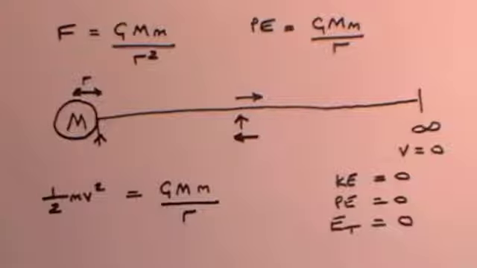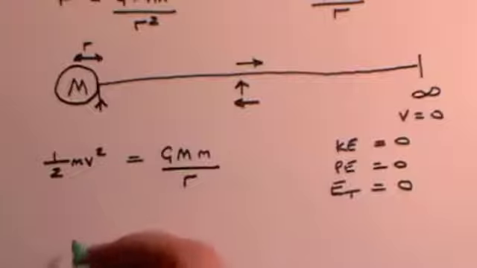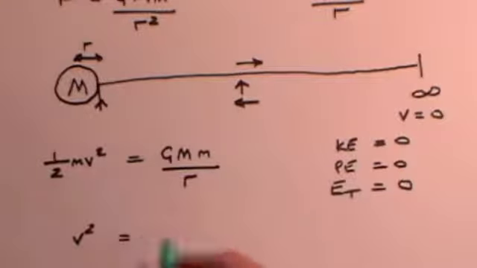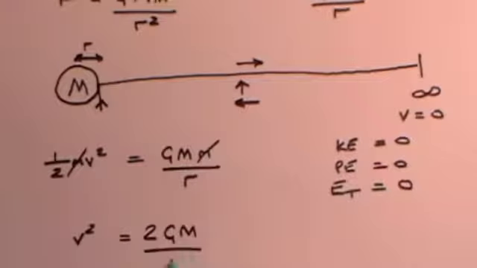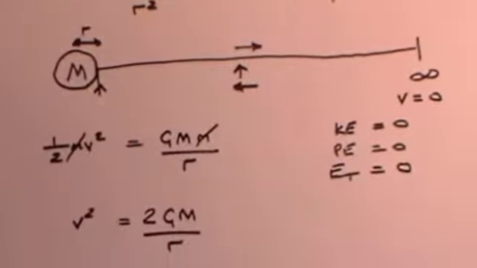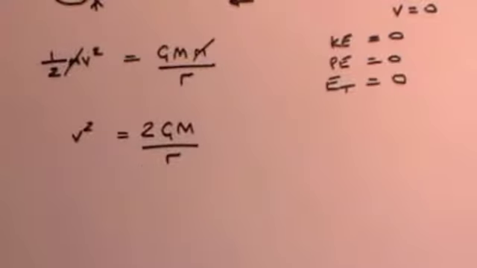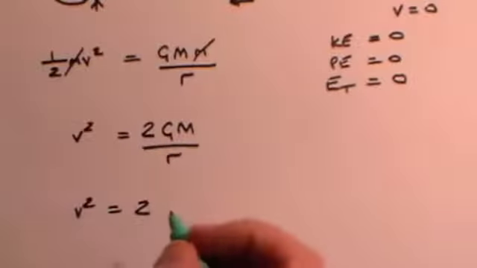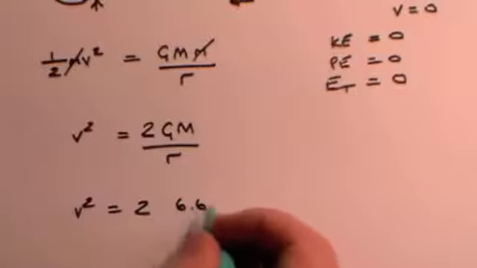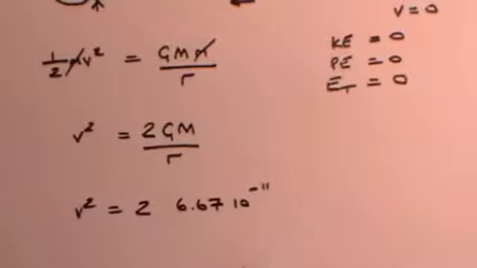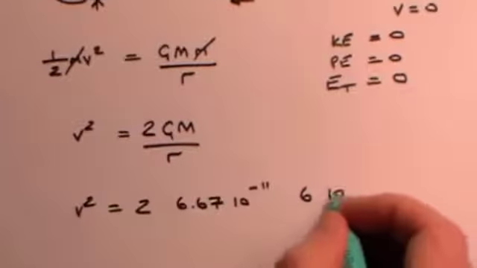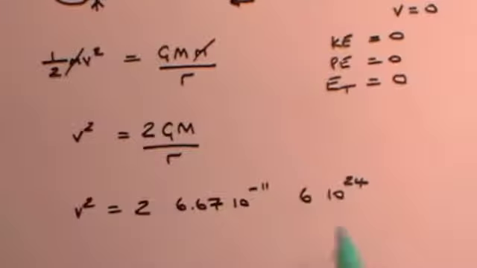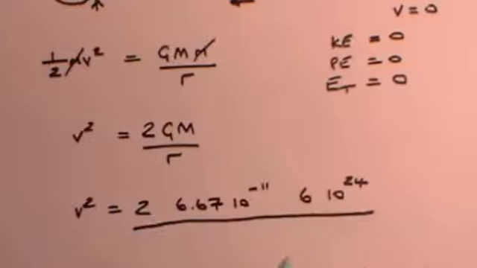And we can simply rearrange that to show that v squared is equal to, bring this 2 up here, 2, the m's incidentally cancel, so this now becomes 2gm over r. That's the v squared. And we can calculate that. V squared is equal to 2. Well, g is the gravitational constant, that's 6.67 times 10 to the minus 11. The mass of the Earth is 6 times 10 to the 24 kilograms, divided by the radius of the Earth, which is about 6,400 kilometres, so that's 6.4 times 10 to the 6 metres.